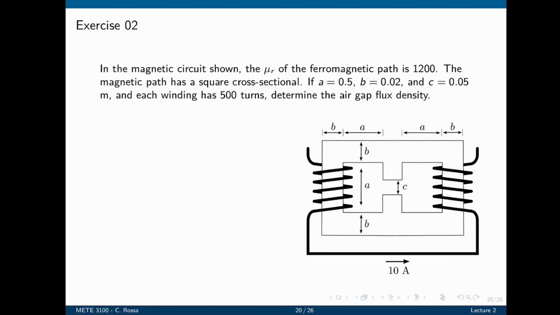So here we have a little more complicated system. We have this system with 2 coils. And we want to know the magnetic flux density in that air gap. The entire structure is a ferromagnetic material, and there is an air gap at distance c. That represents an air gap. The question is, if we apply 10 amps to these coils, what is the induction in the air gap?